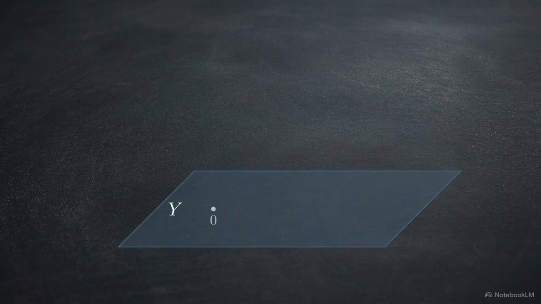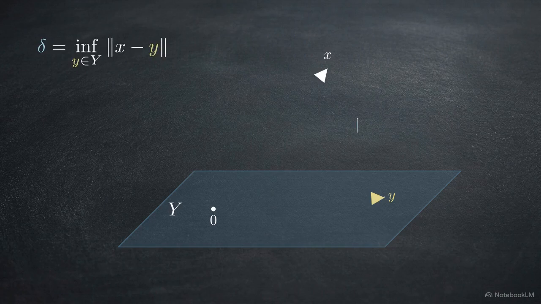We have a target vector x floating outside a closed subspace Y. We need to approximate x using only the vectors available on this plane. This equation formally defines the best approximation. We are looking for a distance, delta, which is the infimum, the absolute greatest lower bound, of the distance between x and any vector y within the subspace. If we test arbitrary vectors across the plane, the resulting distance to x continuously shifts. The minimum possible distance is achieved exclusively when the connecting line drops at a 90-degree angle to the plane.